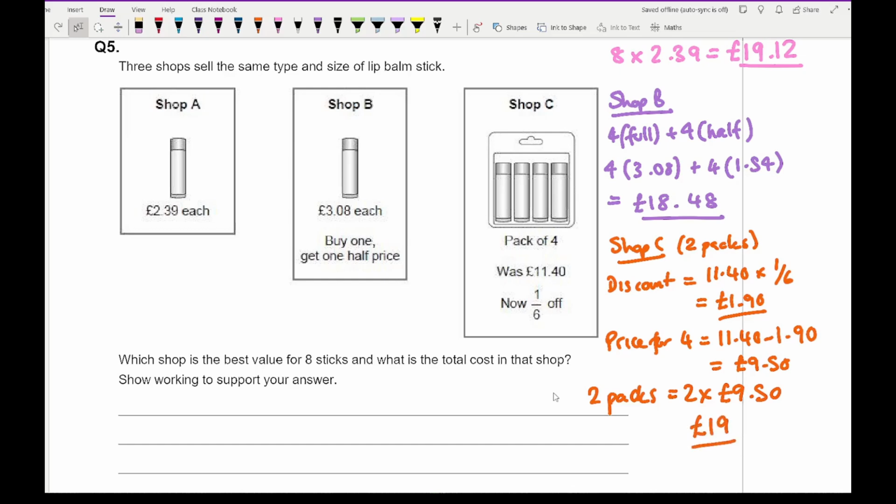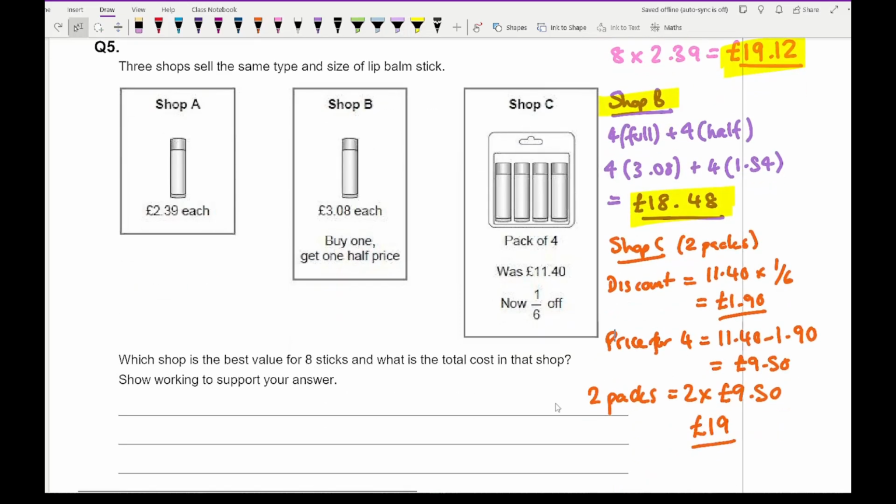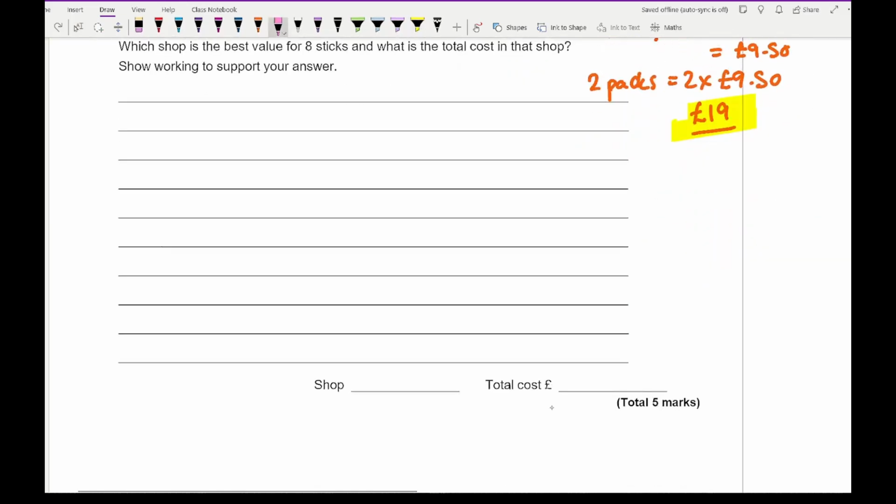So all that's left for me to then do is to compare the prices. Shop A is £19.12, shop B is £18.48, and shop C is going to be £19. So which one's cheaper? Well, it's going to be shop B, and the total cost is £18.48.